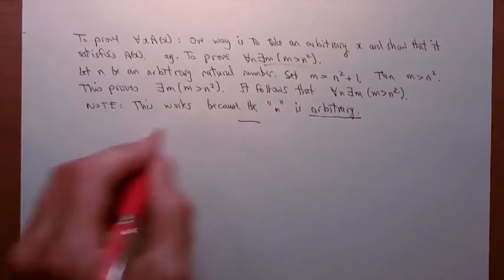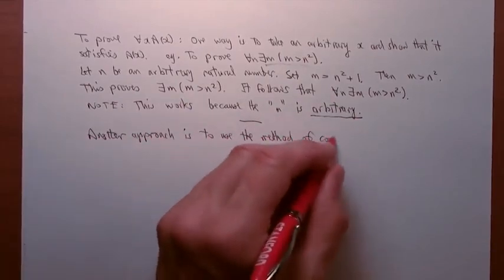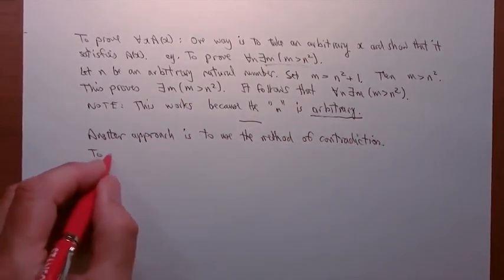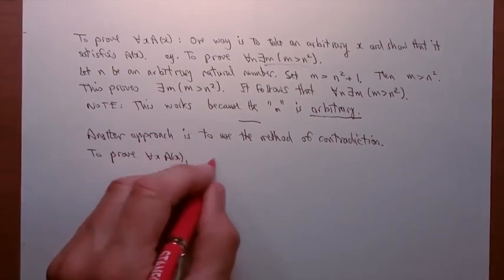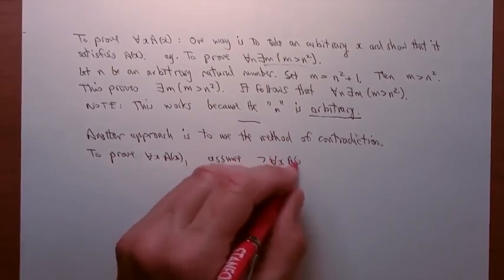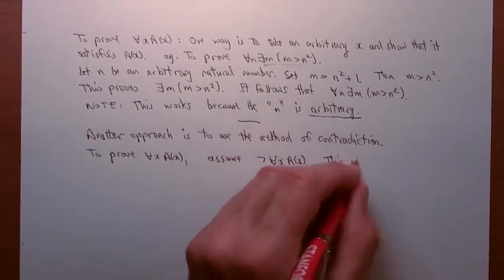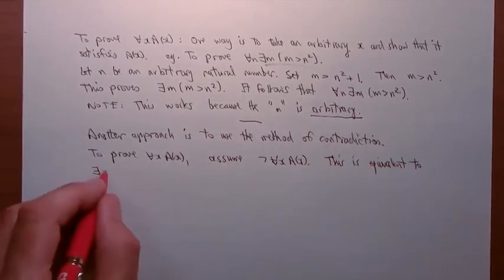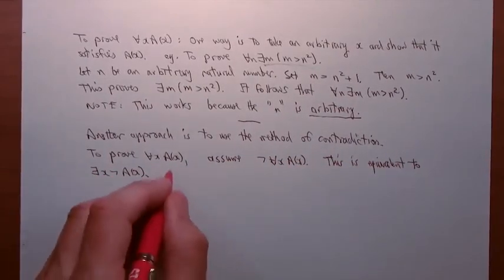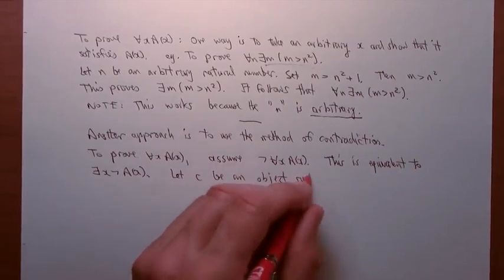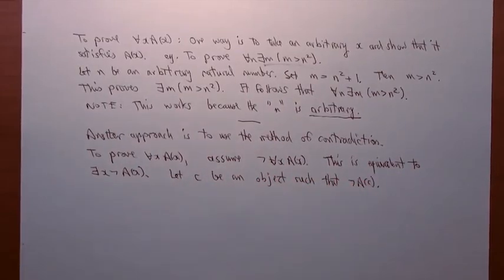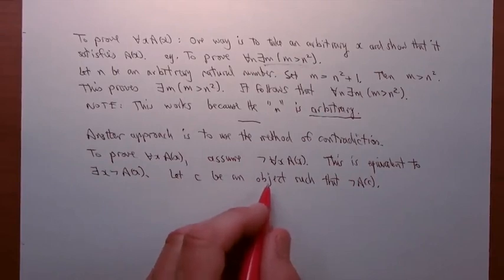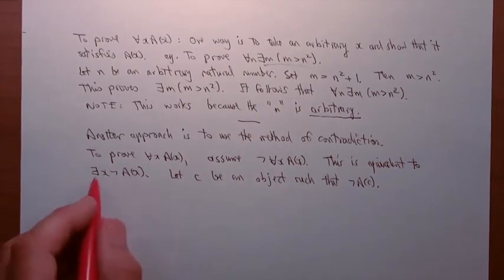Well, another approach would be to use a method of contradiction. To prove for all x A of x, assume not for all x A of x. This is equivalent to there exists x such that not A of x. Well, let c be an object such that not A of c. Notice that this isn't an arbitrary object. It's a specific object, admittedly an object whose identity we may not know, that is guaranteed to exist by this.